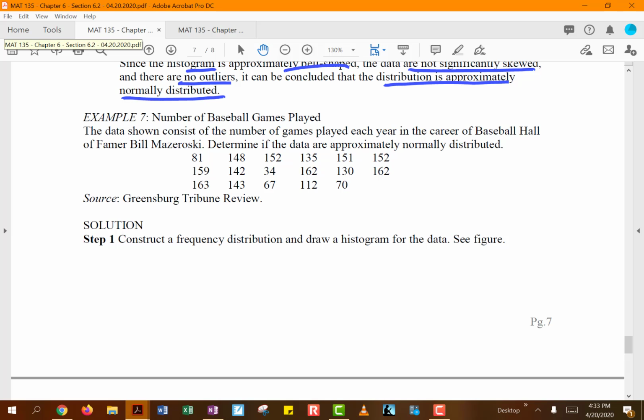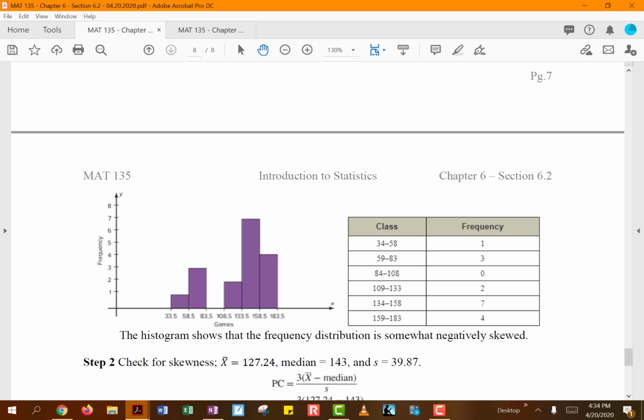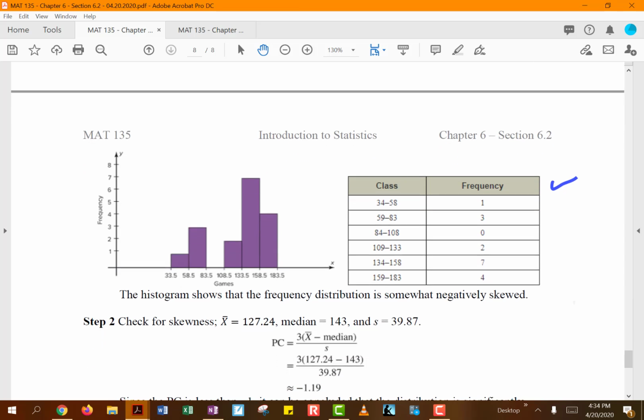Okay, one more example over here. So we're talking about the data shown consists of the number of games played each year in the career of Baseball Hall of Famer Bill Mazeroski, and they want to know again if this data is approximately normally distributed. Okay, so we've got the number of games over here. So again, remember, first thing, construct a frequency distribution and a histogram. So here's our frequency distribution, and we've got our histogram over here.